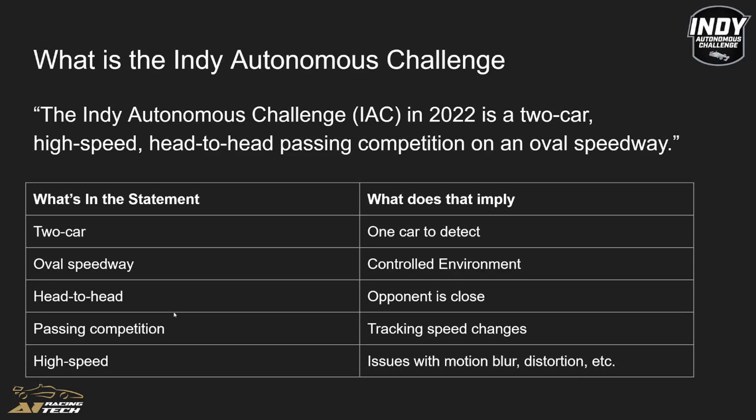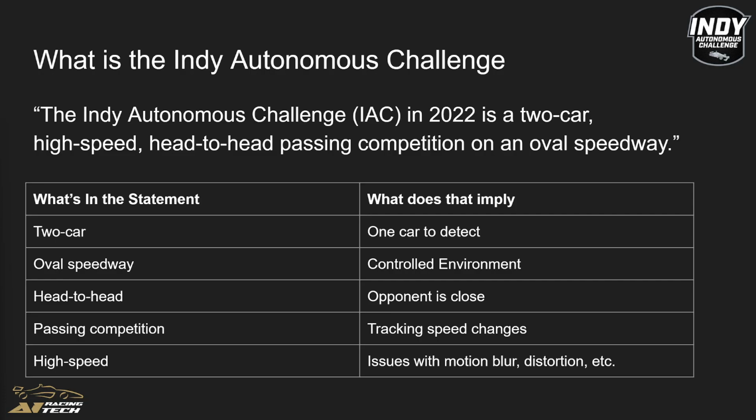So a one-sentence summary of the Indy Autonomous Challenge really is that it's a two-car, high-speed, head-to-head passing competition on an oval speedway. So this one complete sentence really says a lot about how the competition is. And the statement already gives away most of the complications as well as simplifications for this perception problem compared to, say, a commercial AV on public roads.